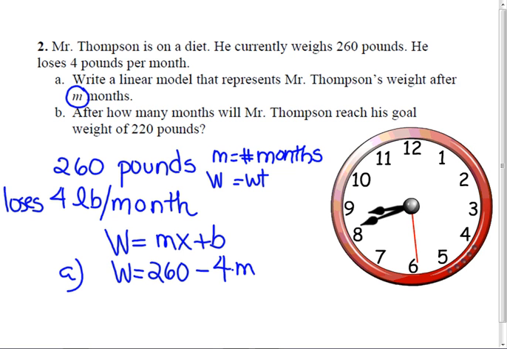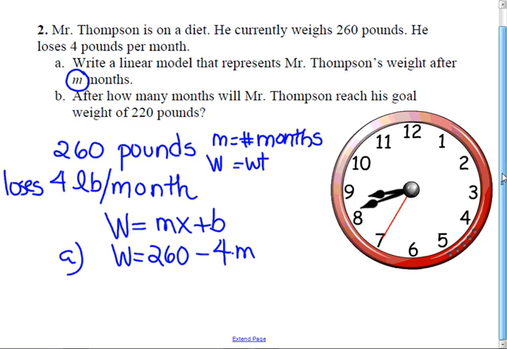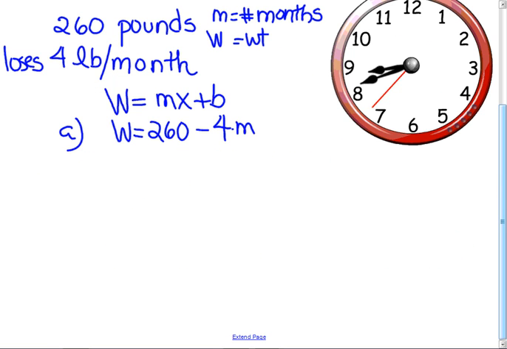After how many months will he reach his goal of 220 pounds? Where do I put the 220? Is it months or is it weight? If we can get this part, the next part should be easy. Where are you going to put the 220? Let's get down to 220. Still pretty high. How many months is it going to take him? Where's the 220 go? You could do a table of values. Am I going to put it here for M or here for W?